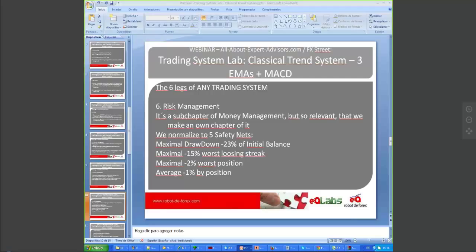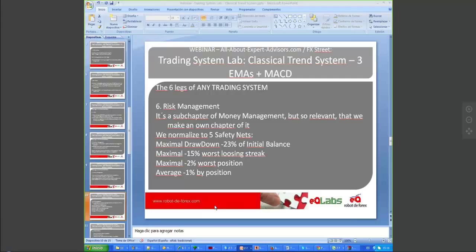You shouldn't pass a losing streak of consecutive losses above 15%, and you shouldn't risk more than 2% per position, and you shouldn't risk on average more than 1%. One thing is the maximal risk per position, and another thing is the average risk per position. Okay, we can talk about it also today, and you'll see the difference.